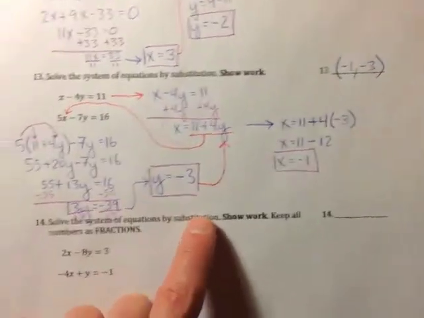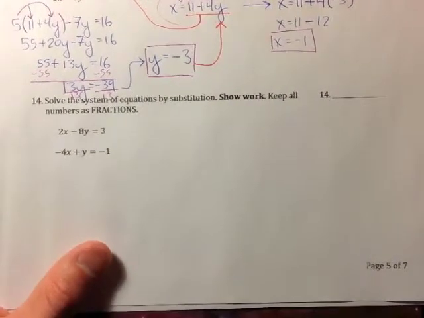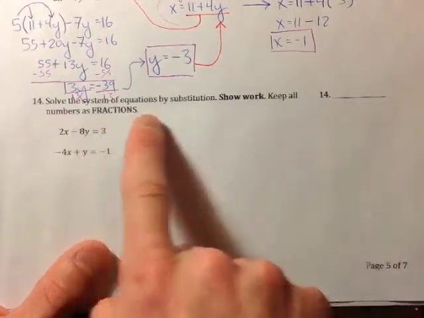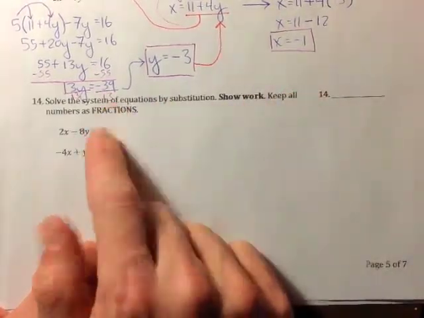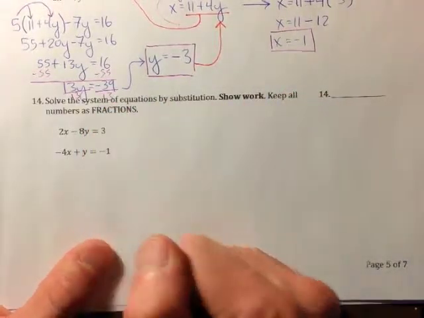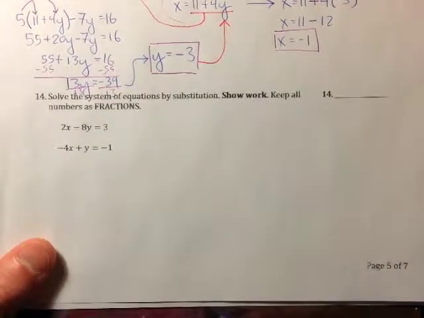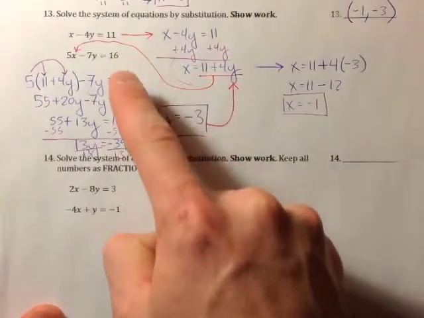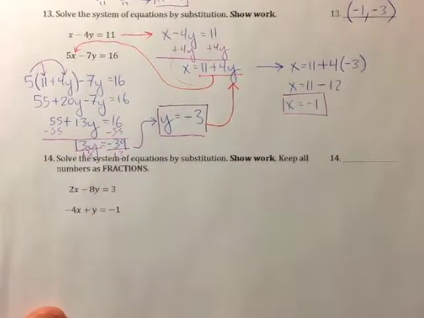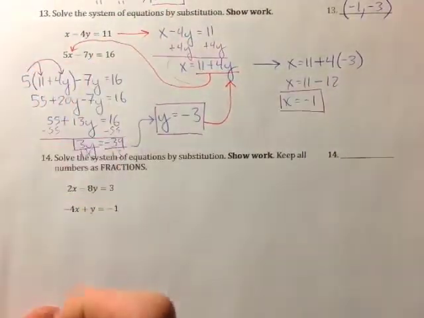All right, cruising along. Now, let's take a look at the last problem here. Solve this system of equations by substitution again, and then keep all numbers as fractions. Uh-oh. So, Mr. Wilson is telling you that there's going to be fractions involved in this one. I hate fractions.